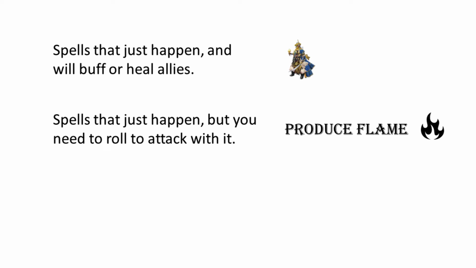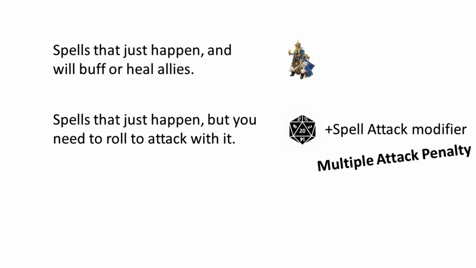they just happen. Category number 2, let's say you cast Produce Flame and produce a flame. The flame just happens, but you need to roll a d20 plus modifiers in order to attack with that flame. In this case, the modifiers are your spell attack modifier. It's important to note that because this is technically an attack, it still incurs a multiple attack penalty.